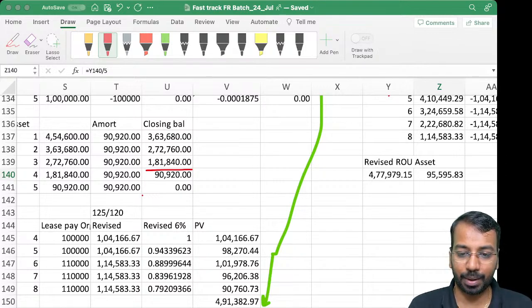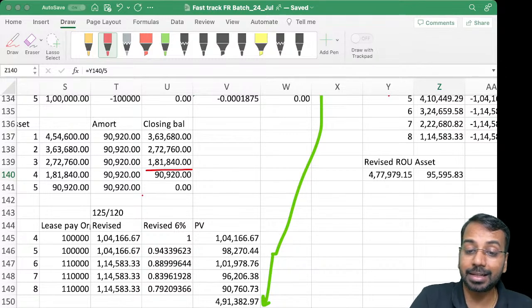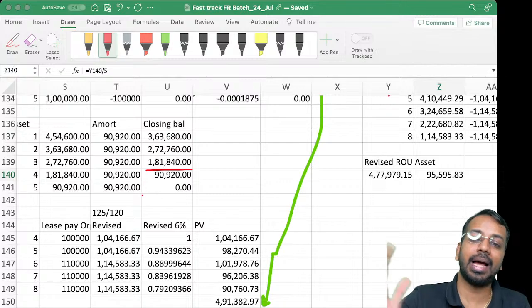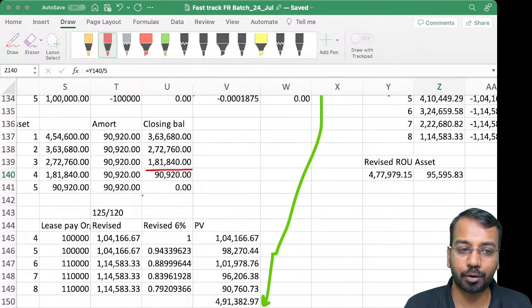Yes, rent has to be paid in line with the market price or with the asset. That is the meaning of commensurate.